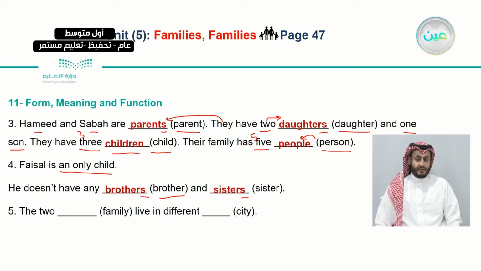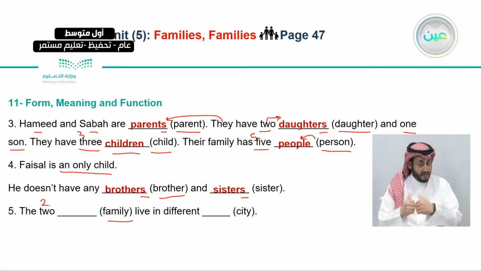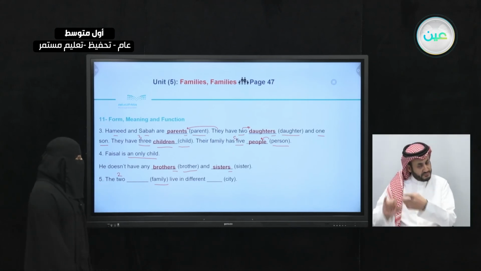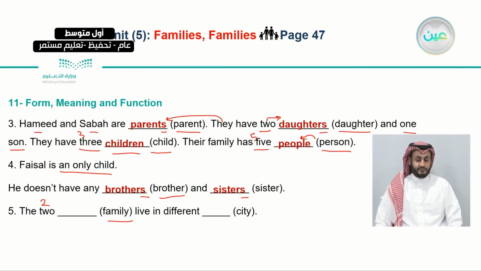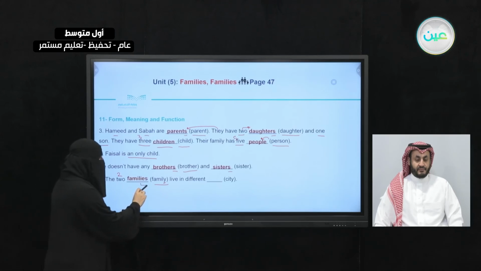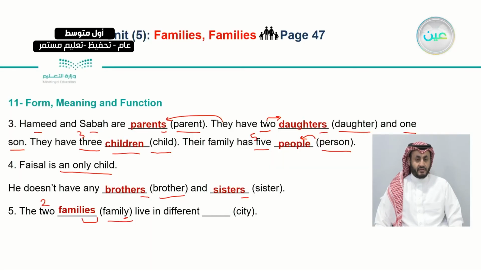The 2 family, we have a number here, 2 or more. In this case, it's a plural. So look at our unit title. Good job. Families, families. And the word right here ends with a Y. So what should I do in this case? Good job. I add IES in order to make it a plural. Families, the Y changes into IES. The 2 families live in different space and blank city. City.